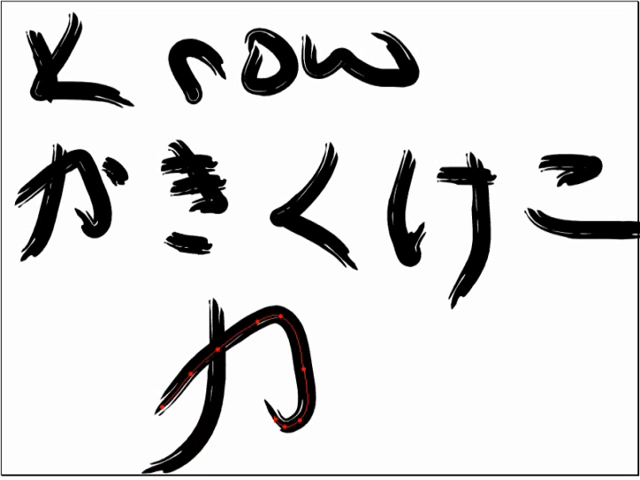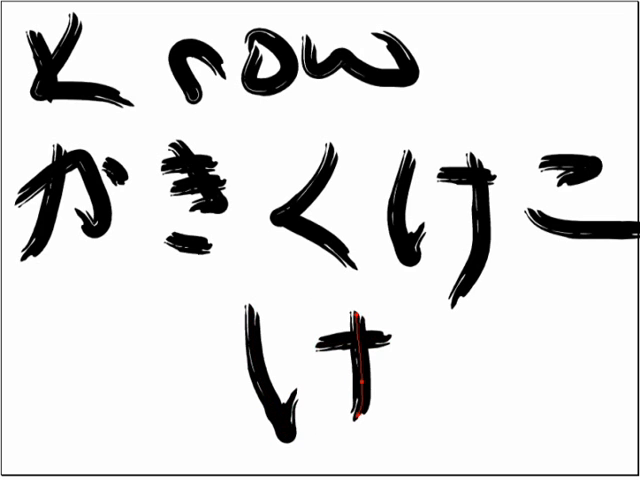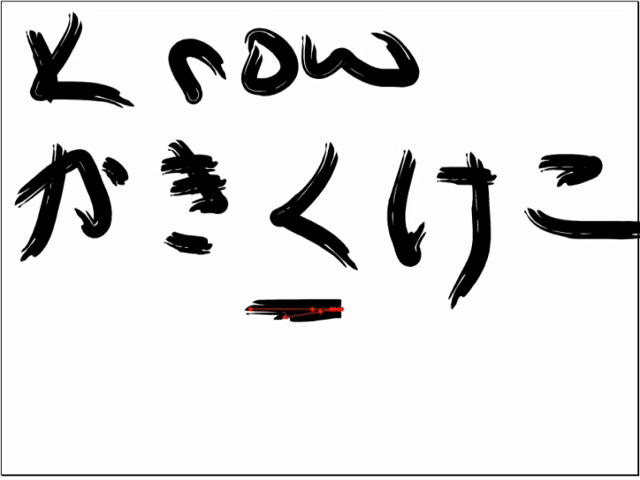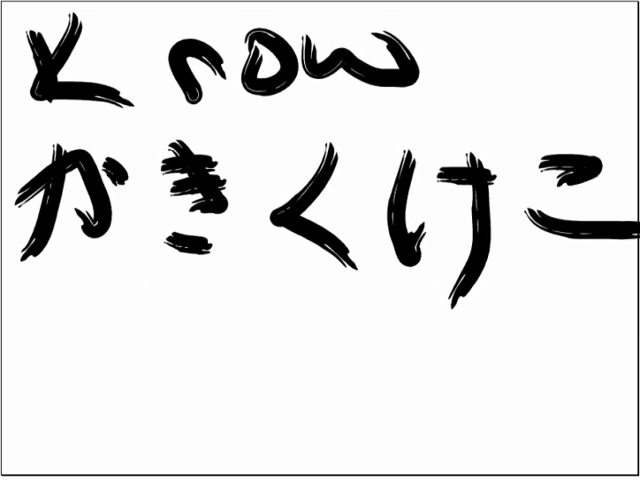Practice again. Here's Ka. Here's Ki. Here's Ku. Ke. It's a little brush stroke. Here's Ko. Ka, ki, ku, ke, ko. Like that.